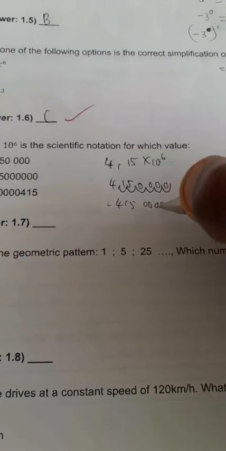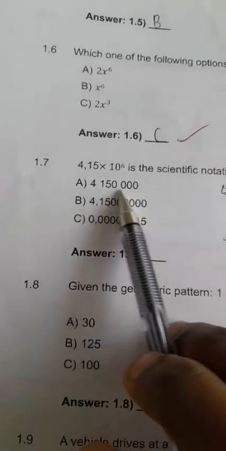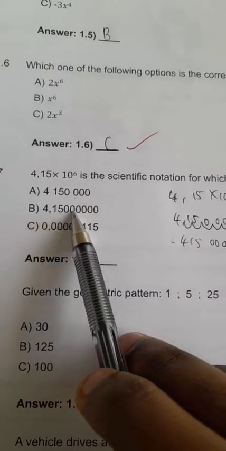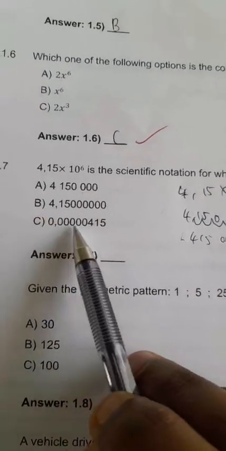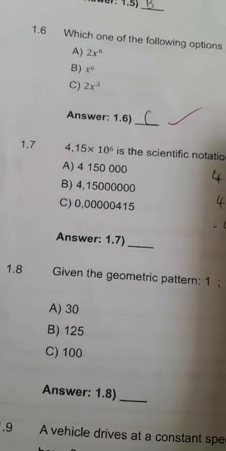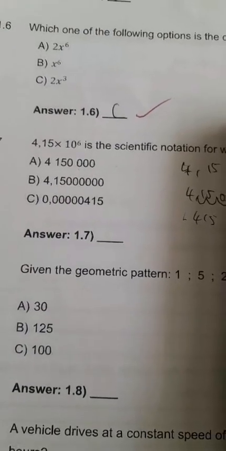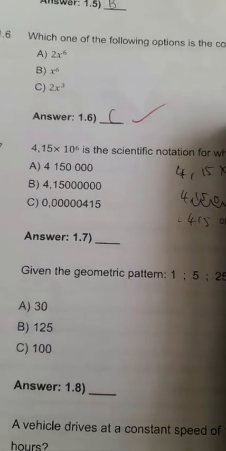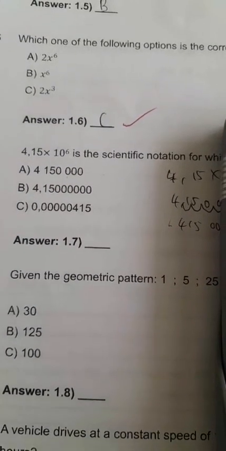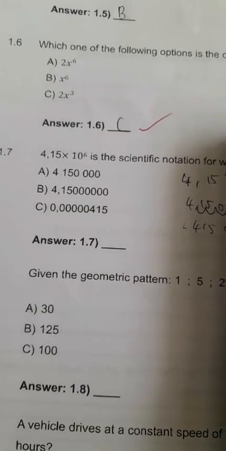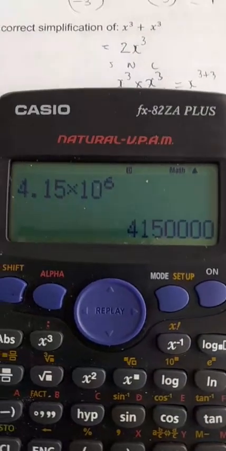415,000. How many zeros after 415? 4 of them. So if you look at this, 415 and 4 zeros. You can also put this in your calculator, of course, and the calculator will do a phenomenal job of making sure that it serves you very well. 4,15 times 10 to the power 6, right? And you can just say equal, and there it is.